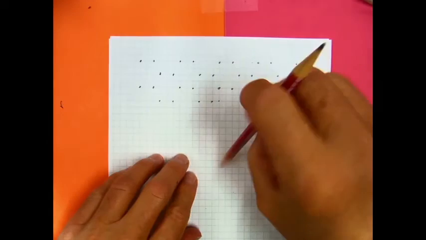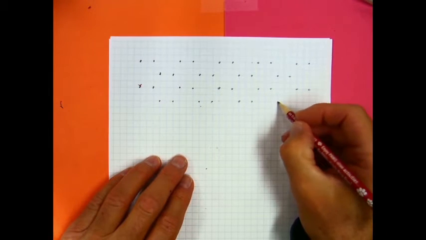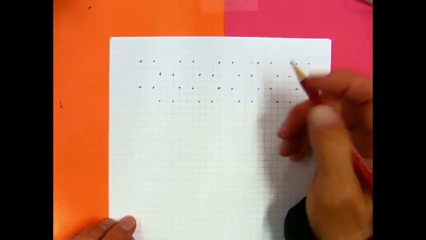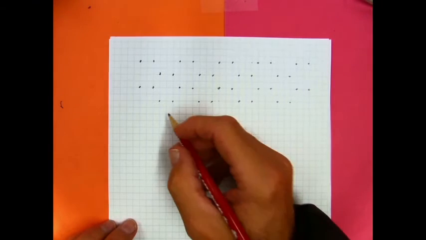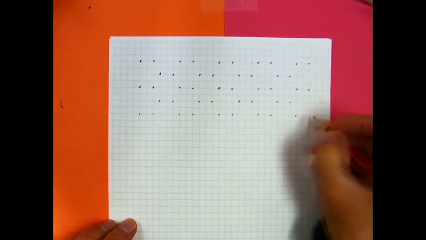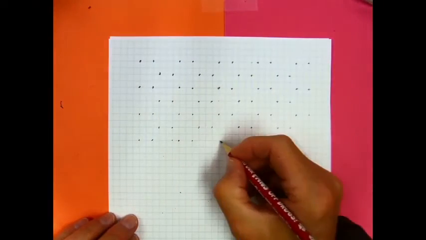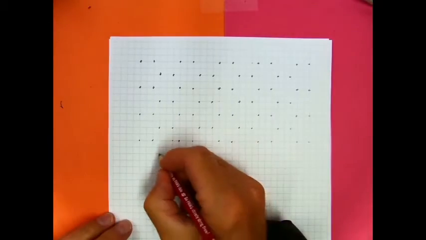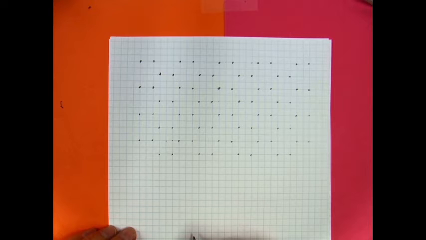So if you make a mistake, just erase it. I'm going to speed it up just a little bit. We aren't going to do the whole paper, but just enough so we can repeat the pattern later on. I'm going to show you how to do that. Okay, we're going to stop there.